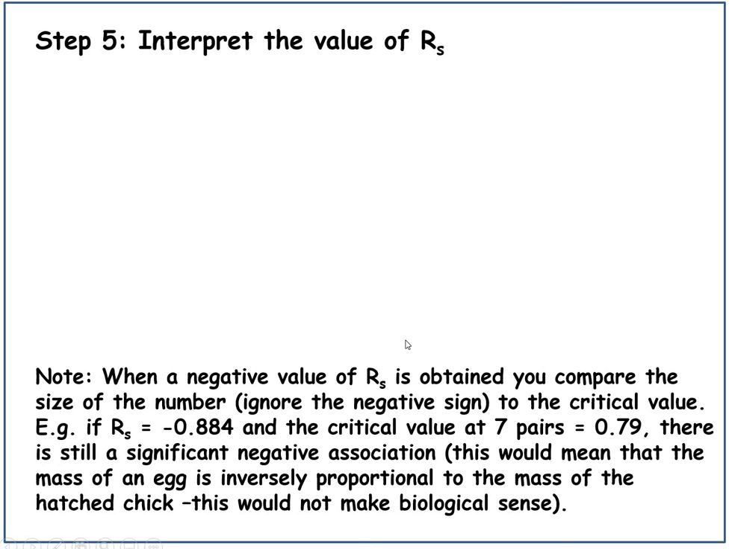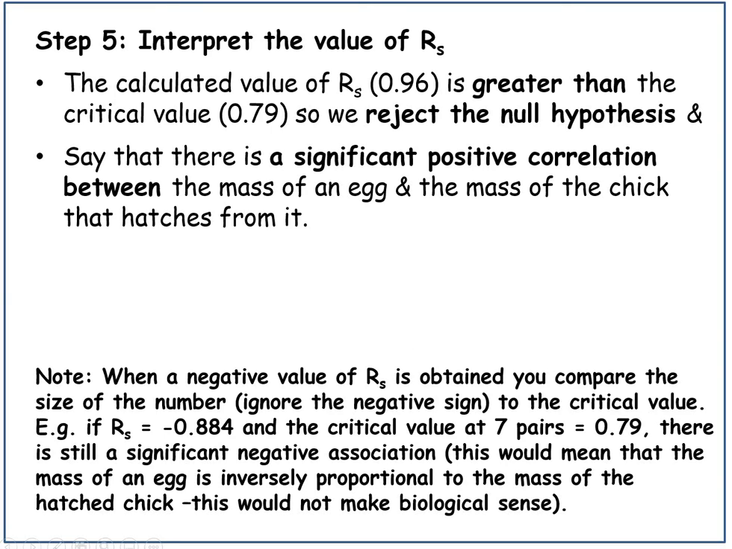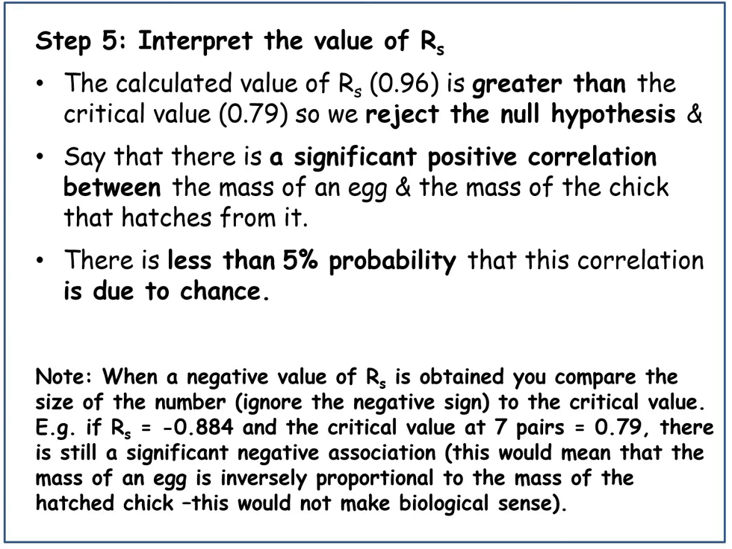So then you need to interpret this value. So the calculated value of the correlation coefficient is 0.96, which is greater than the critical value of 0.79 from the table. So we reject the null hypothesis, and we can say that there is a significant positive correlation between the mass of an egg and the mass of a chick that hatches from it. And you can also say there is less than 5% probability that this correlation is due to chance.